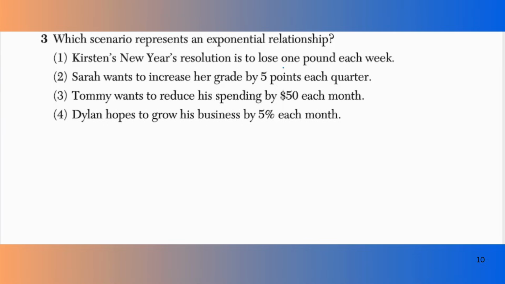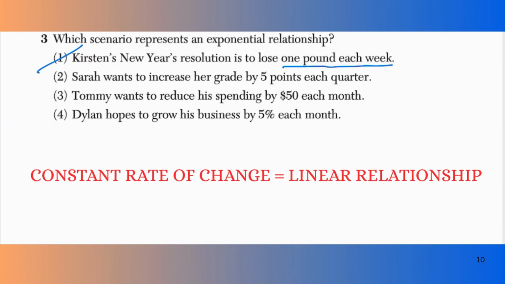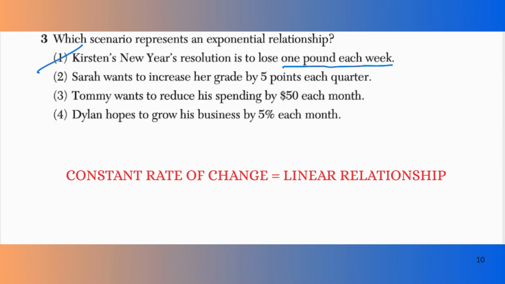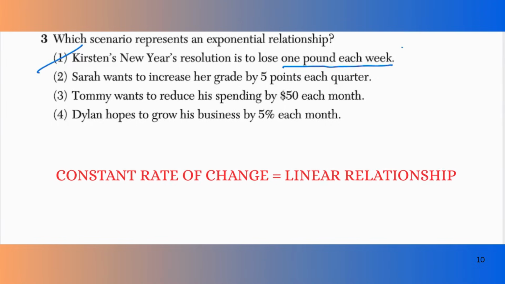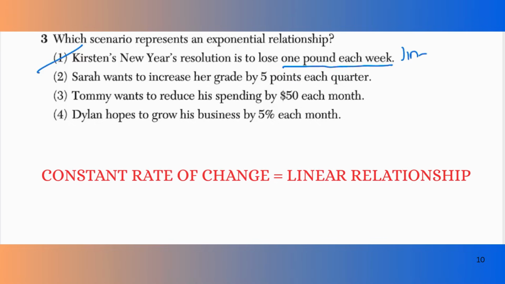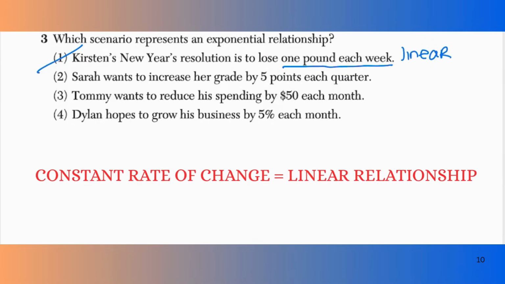So let's look at the situations we have and see where the rate of change is constant versus where it's changing. Kristen's New Year's resolution is to lose 1 pound each week. That's constant. Every week, she loses exactly 1 pound. The 1 pound doesn't change based on how much she weighed the week before or the week before that. It's 1 pound every week. That's constant, which means that this is linear, not exponential.